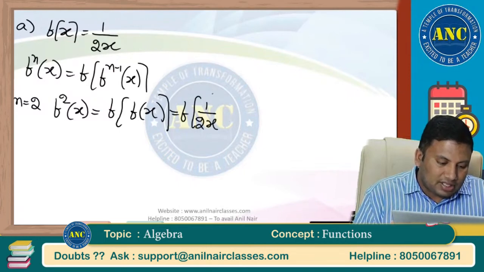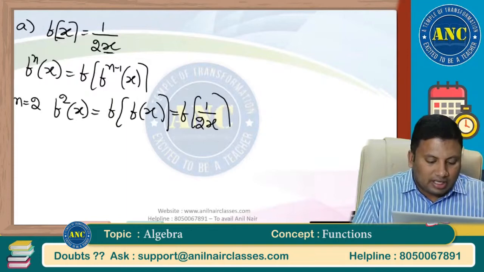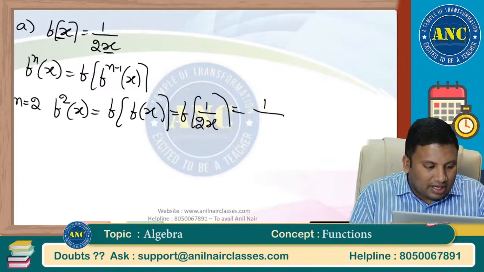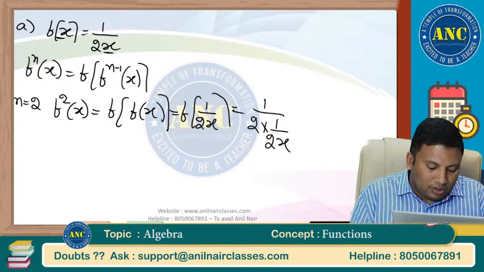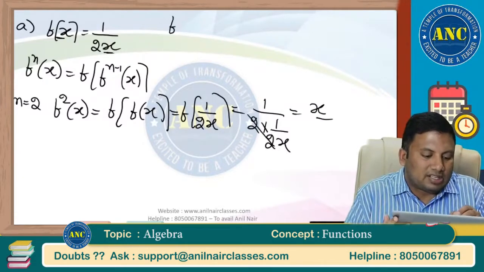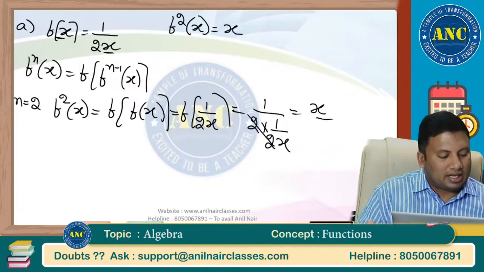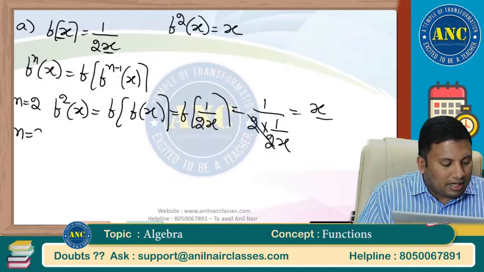Wherever left hand side x is there, right hand side I should substitute that x. Wherever left hand side 1 by 2x is there, I need to substitute 1 by 2x there. It is nothing but x. So we will keep it aside. F square of x is nothing but x. Let us put n equivalent to 3.